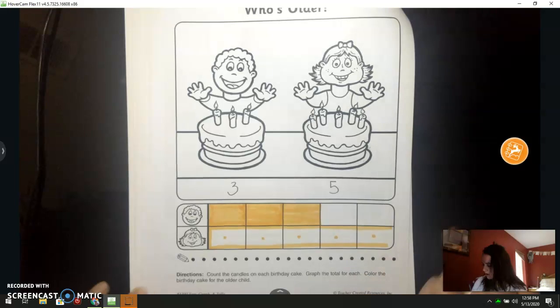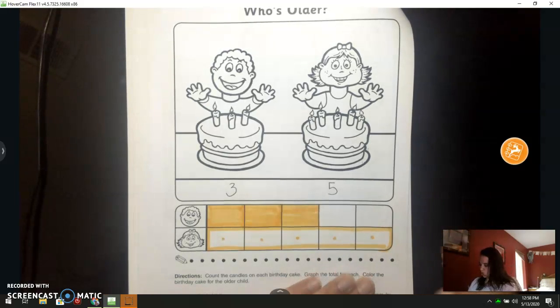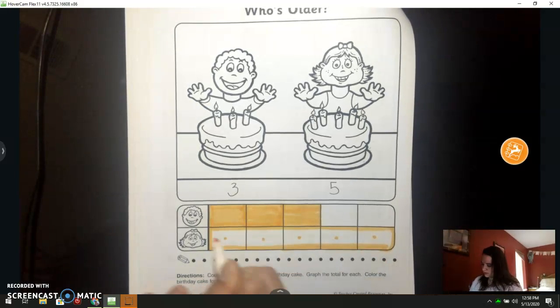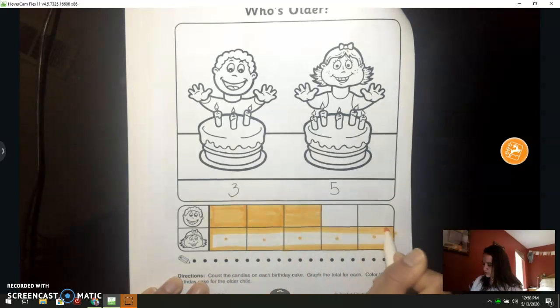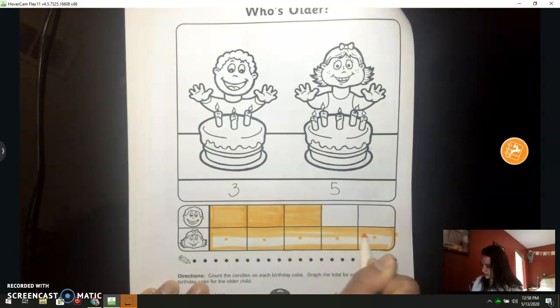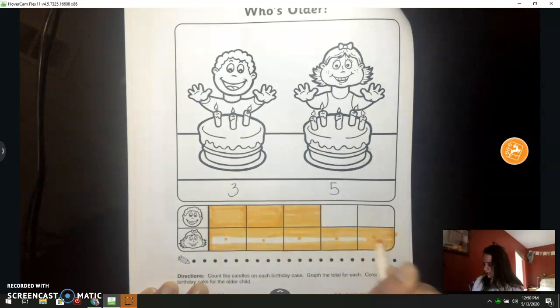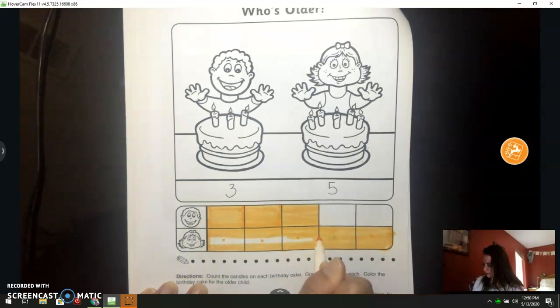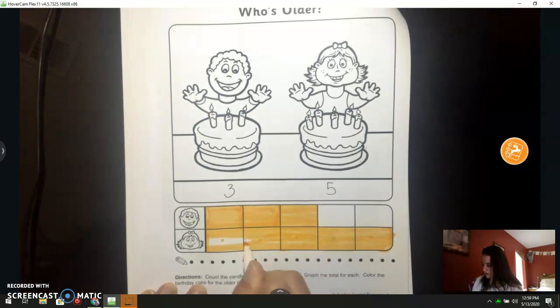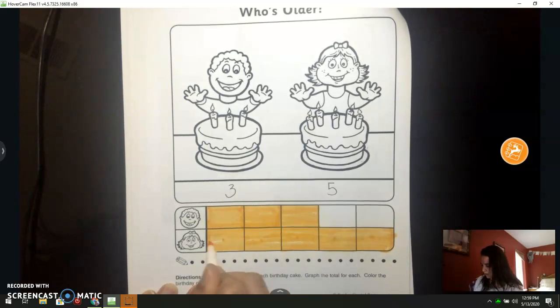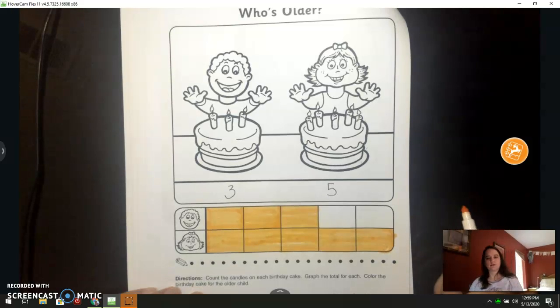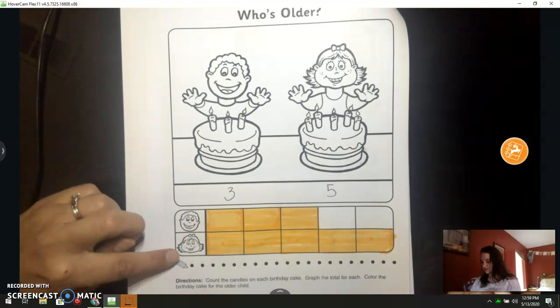She's old like you guys. She's a big girl. She's 5. Some of you might have baby brothers or sisters or cousins or friends that are 3. You can do things that they can't because you're older. Your brain has grown stronger. Your body has grown bigger and stronger. All right, 3 and 5.